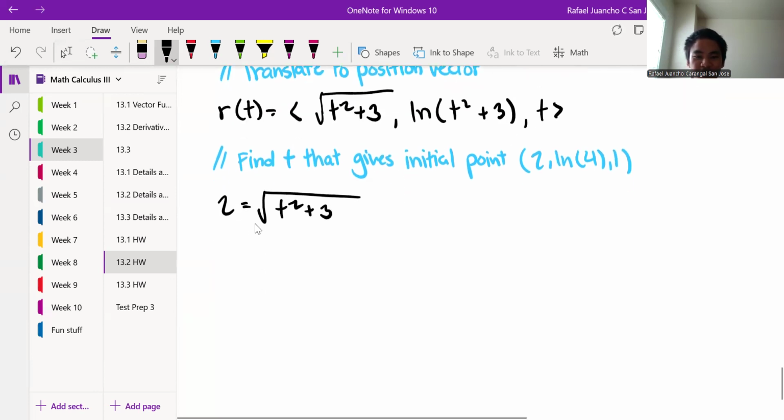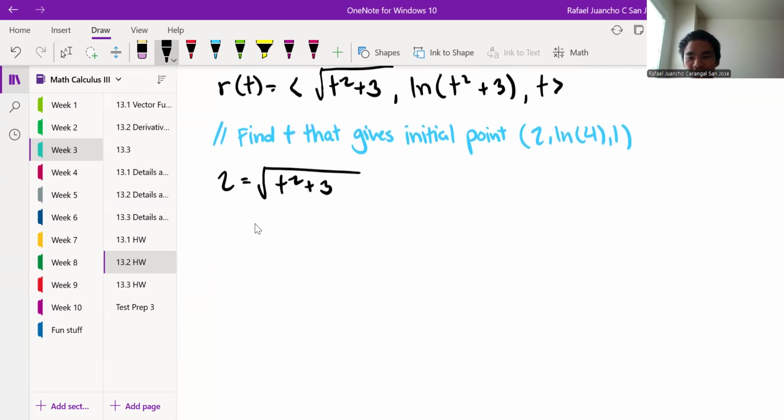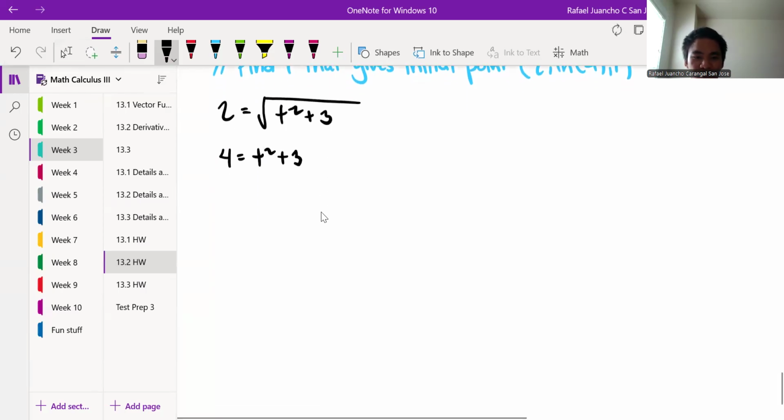And here we solve for t. I can just put everything to the power of 2, so this gives me 4 equals t squared plus 3. I did that to eliminate the square root. Then I can subtract 3 from both sides, so I get 1 equals t squared. I get the same thing again, so t is 1 and t is negative 1.